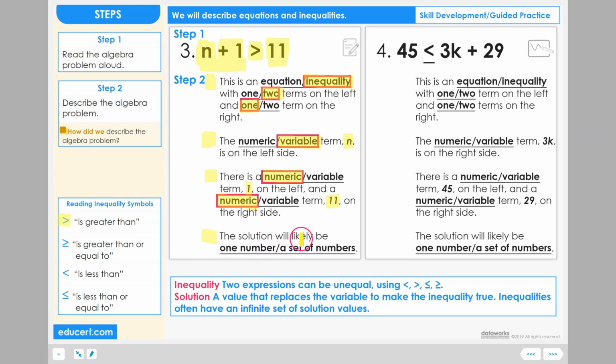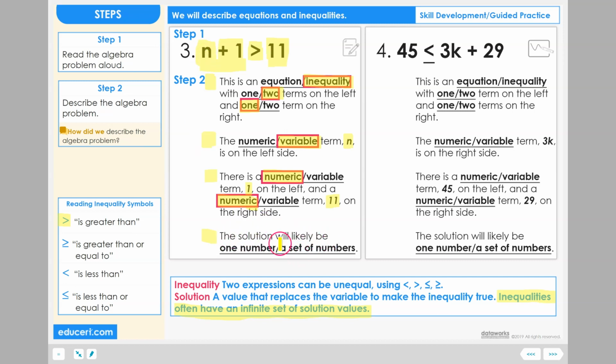The solution will likely be, and remember this time we're talking about an inequality, and as we talked about earlier, inequalities have an infinite set of solution values. That's because there are a whole lot, or an infinite amount, that you can substitute in for n, add 1 and be greater than 11. Any number greater than 10, like 10.1, 11, 12, 13, 14, and so on forever. All of those are solutions.